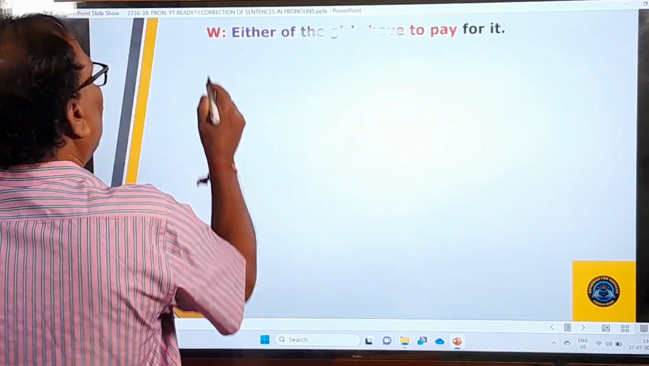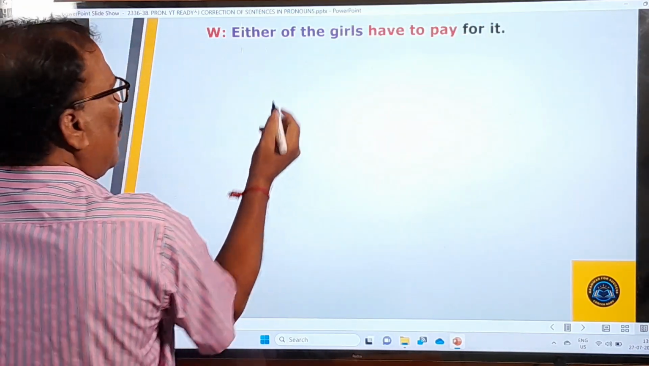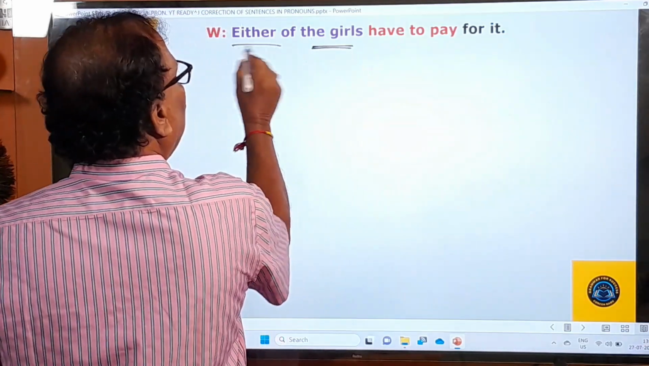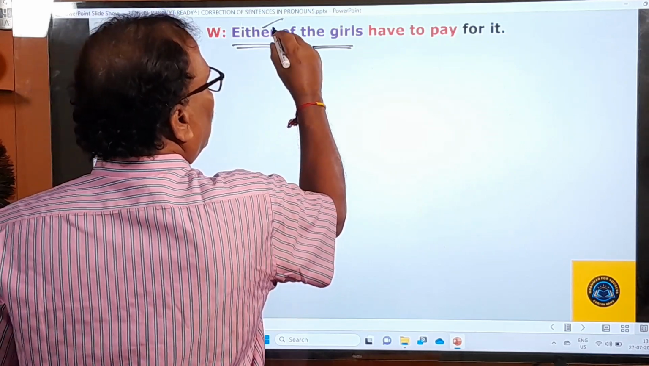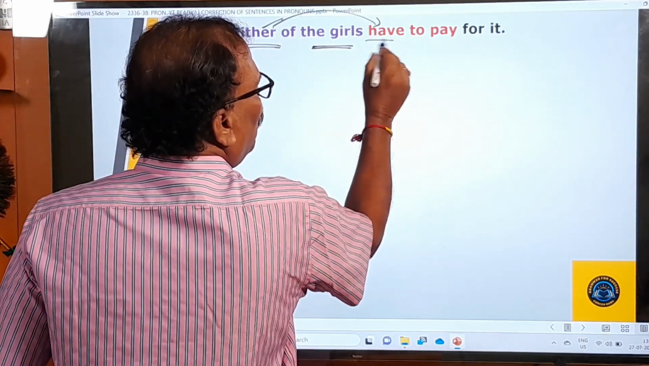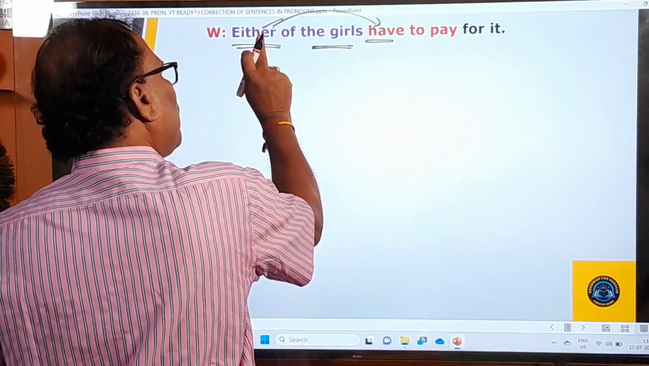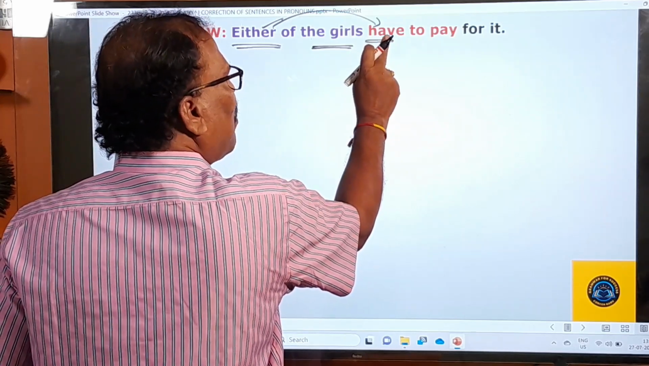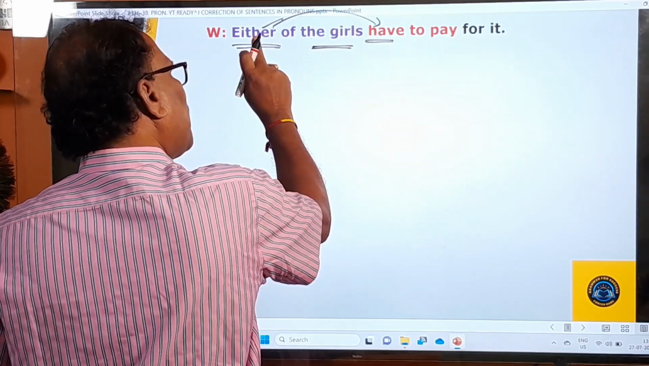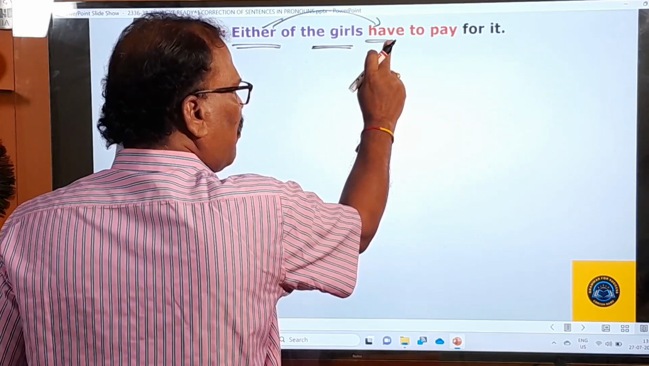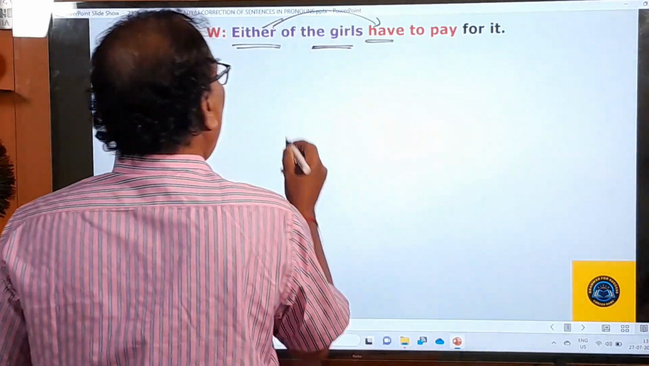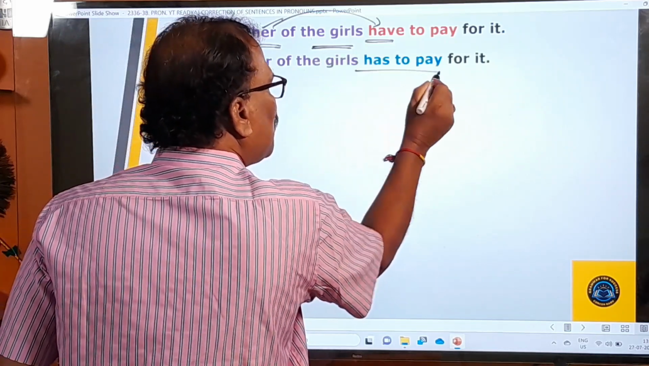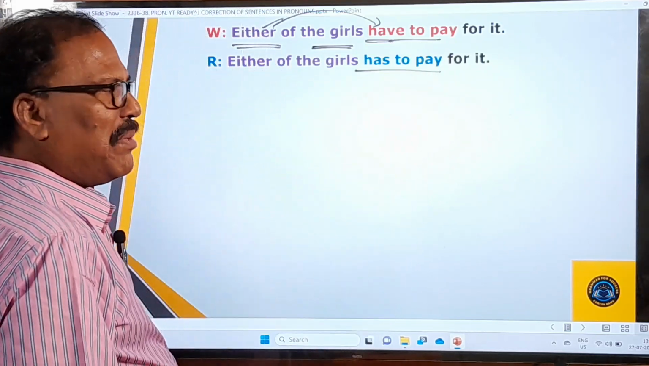Some more examples are given here. Either of the girls: either of is used. Either of is a singular pronoun. So after the singular pronoun, there should not be a plural one. Singular subject, singular verb or helping verb. Plural subject, plural helping verb or plural verb. Either of the girls have to pay for it. That's wrong. Either of the girls has to pay. Don't say have to pay, but has to pay.